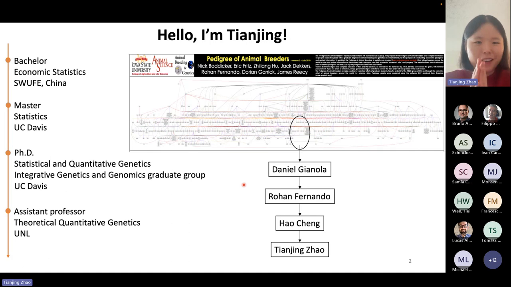So here is a little bit of my background. I came to the US for a master's degree in statistics, and then I got my PhD in statistical and quantitative genetics, and now I am an assistant professor in theoretical quantitative genetics at UNL. And here is my pedigree, and you may see some names that are familiar to you.